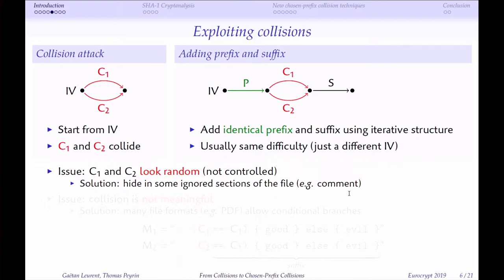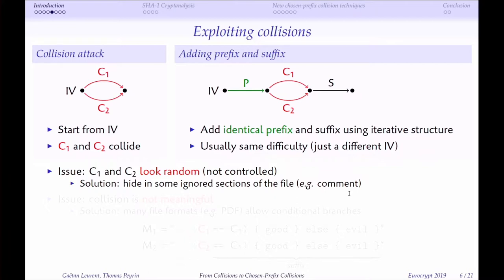The collision attack is a very complex process. Basically, those two messages, C1, C2, look like big blobs of random values, so it's hard to really do something meaningful with them. You will also probably have to hide these random-looking blocks somewhere in your document, so you need a document format that's nice enough to allow you to hide this somewhere.